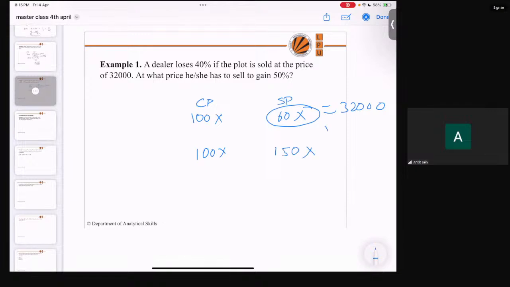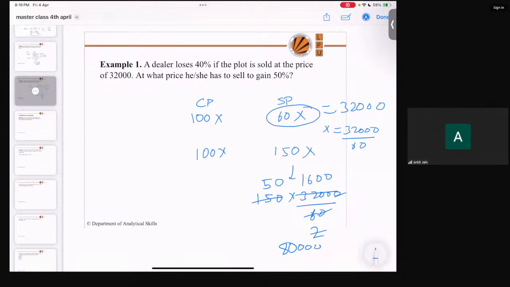So find the value of x here. The x is 32,000 divided by 60. So put here 150x is 150 into 32,000 divided by 60. So this 0 cancels. 3 2s are 6. 3 5s are 50. This is 1600. 16 5s are 80. So answer is 80,000. Do not calculate in between. Do your calculation at the end.